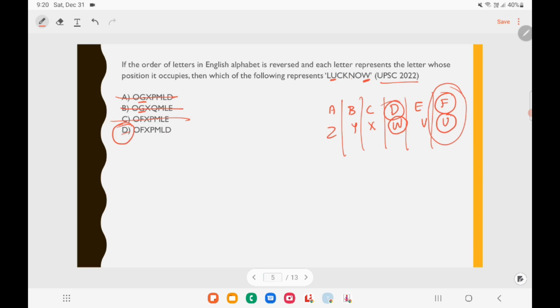So what we have done here is that you don't need to find out the letters coded to all of the letters in the word Lucknow. You don't need to look into L or C or K or N or W. We have just looked into the letters coded with only U and W. Then we found the answer. So in this way you need to approach this type of question. You need to eliminate the options which are wrong. In that way you can find the answer very easily.